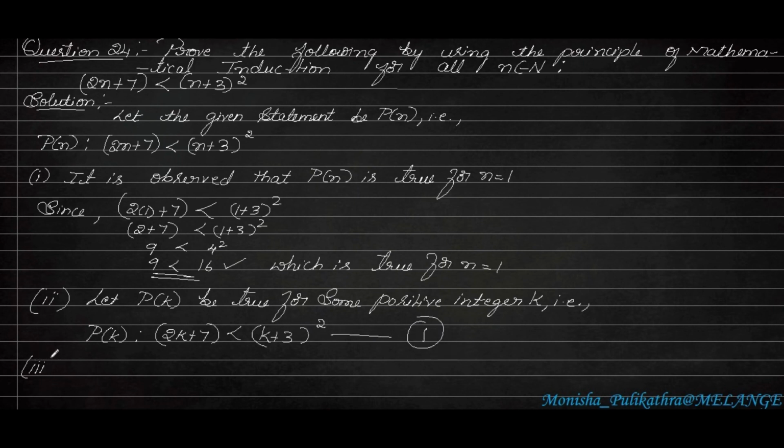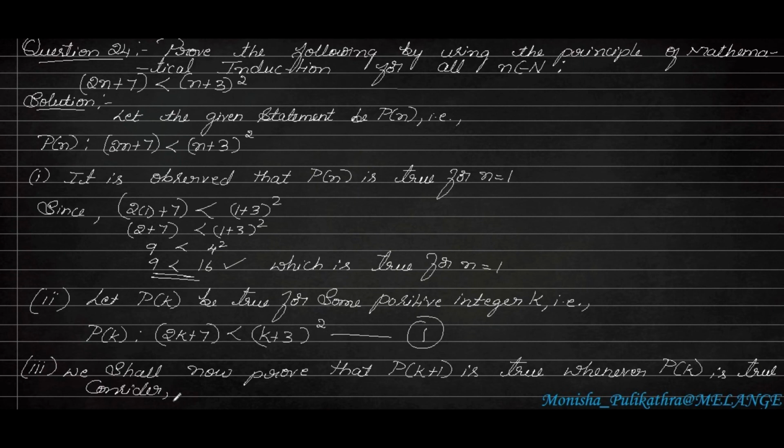Next, the third step is, we shall now prove that P of k plus 1 is true whenever P of k is true. For this we have to consider the equation. Write down, consider. I will continue in the next slide.